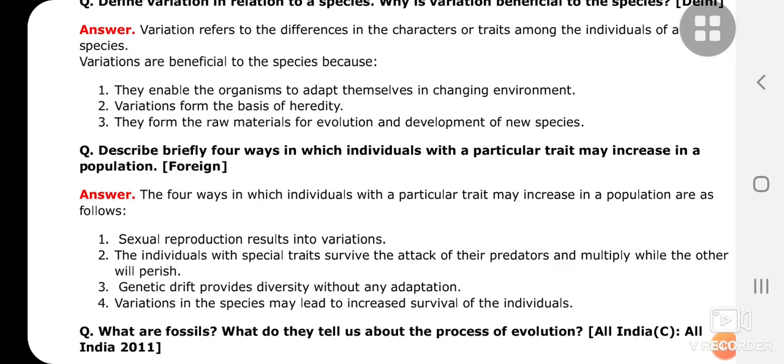Sexual reproduction results in variations. The individuals with special traits survive the attack of their predators and multiply while the others will perish. Genetic drift provides diversity without any adaptation. Variations in the species may lead to increased survival of the individual. This question again is interlinked, so you will get a little bit of knowledge from this answer.